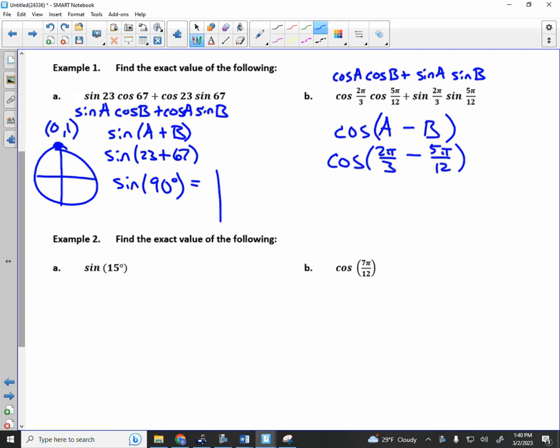What to do now? Common denominators. 2 pi over 3 is the same as 8 pi over 12. So cosine of 8 pi over 12 minus 5 pi over 12 is equal to the cosine of what? Three pi over 12. 3 pi over 12 is the same as pi over 4. Looks like we're in radians. Pi over 4 is how many degrees? 45. Do you remember the cosine value of 45?